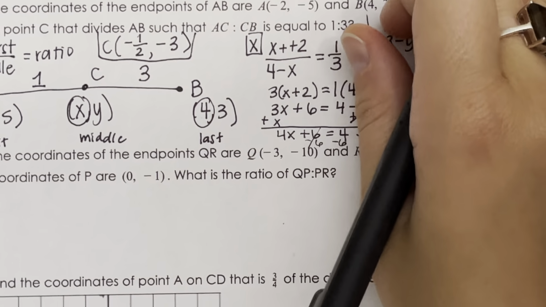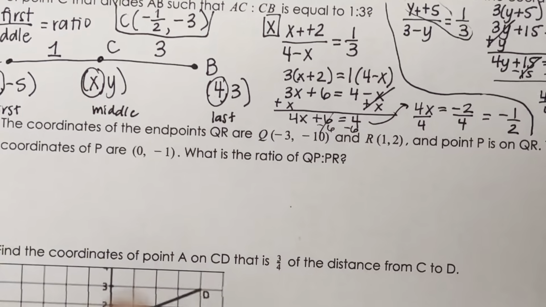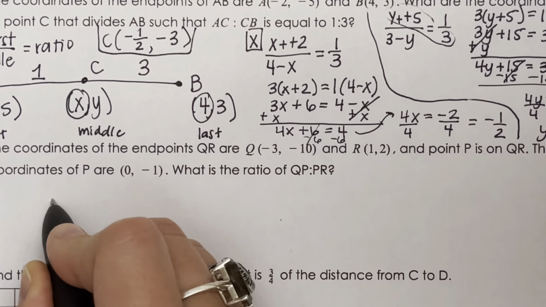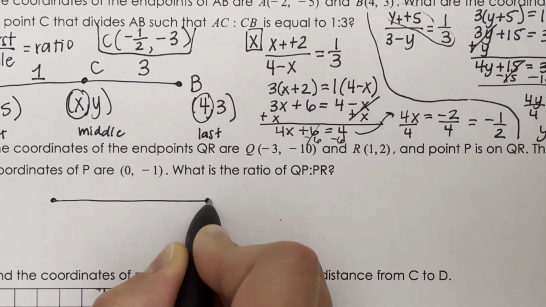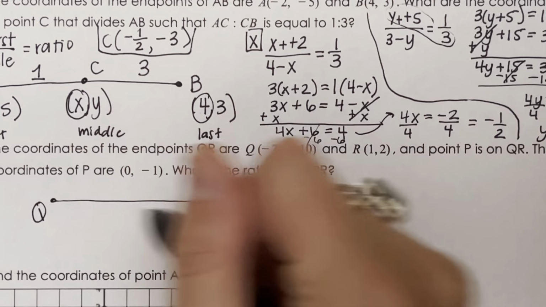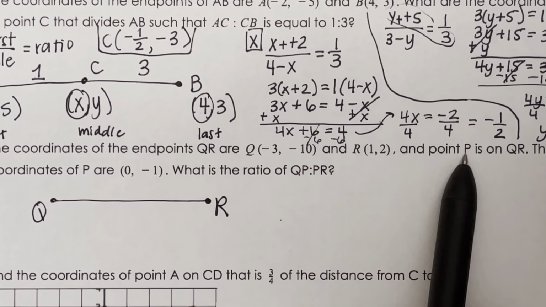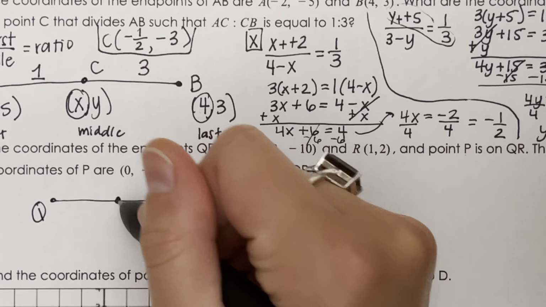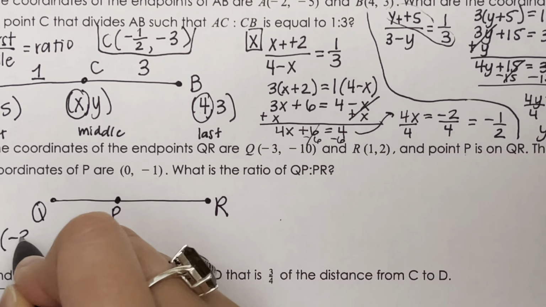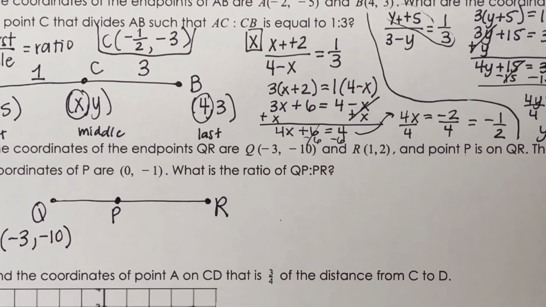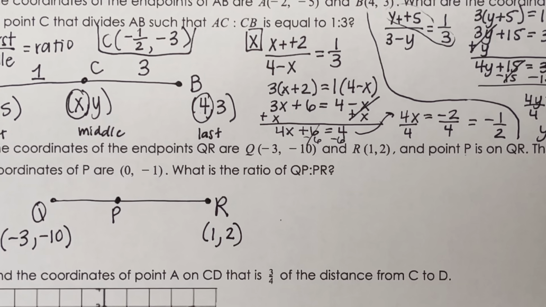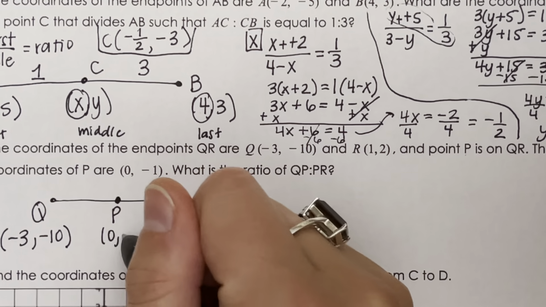So just like the last problem, I'm going to start by drawing myself a picture. It's always the best choice. So I've got my segment here. QR are the endpoints, so Q is going to be one of them, R is the other, and it says point P is on it somewhere. Put a point P. Now I'm going to write in the coordinates. Negative 3, negative 10. R is 1, 2. And P is 0, negative 1.